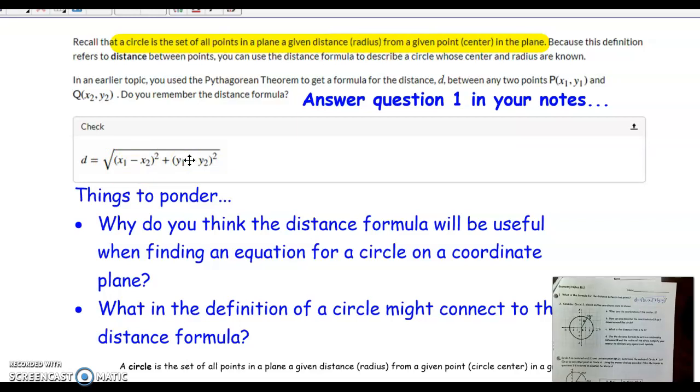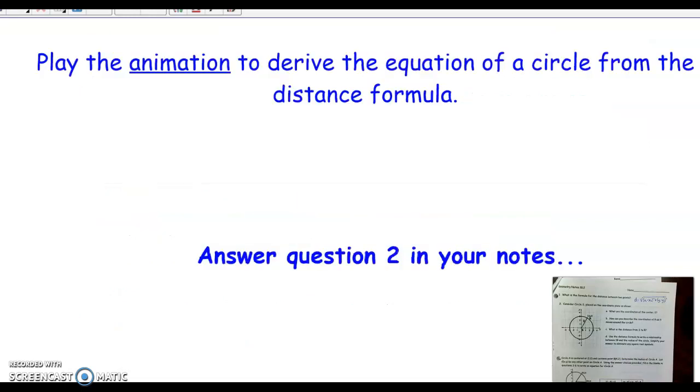So these are some things to ponder about with circles. Why do you think the distance formula will be useful when we're finding an equation for a circle on a coordinate plane? And what in the definition of a circle might connect to the distance formula? So look here, the given distance is what we're looking at, which is your radius, from a given point, which is the center. So that is important information in that definition.